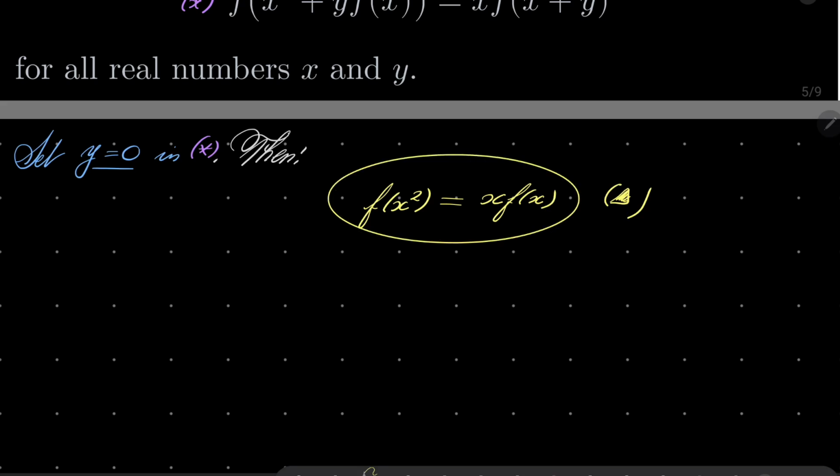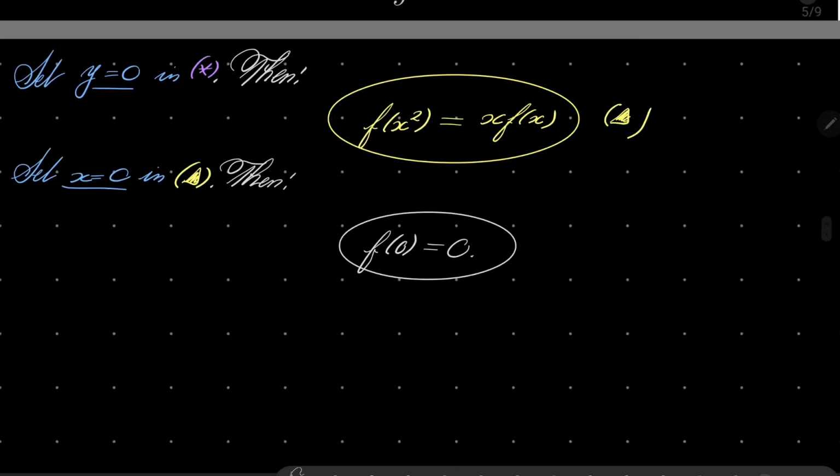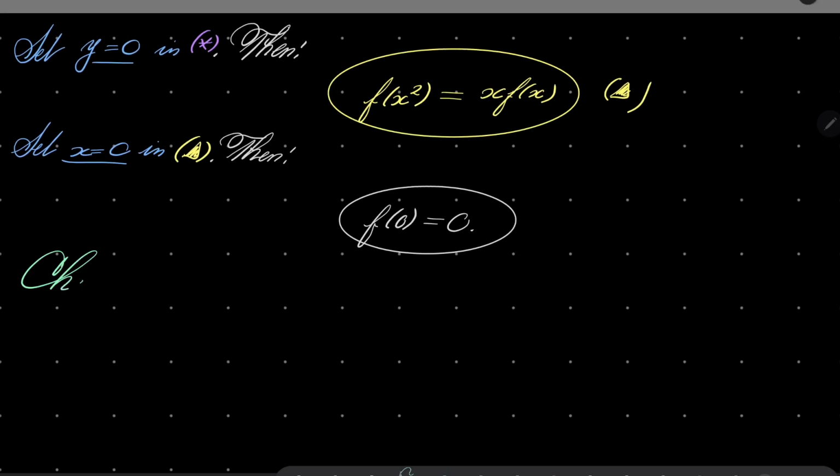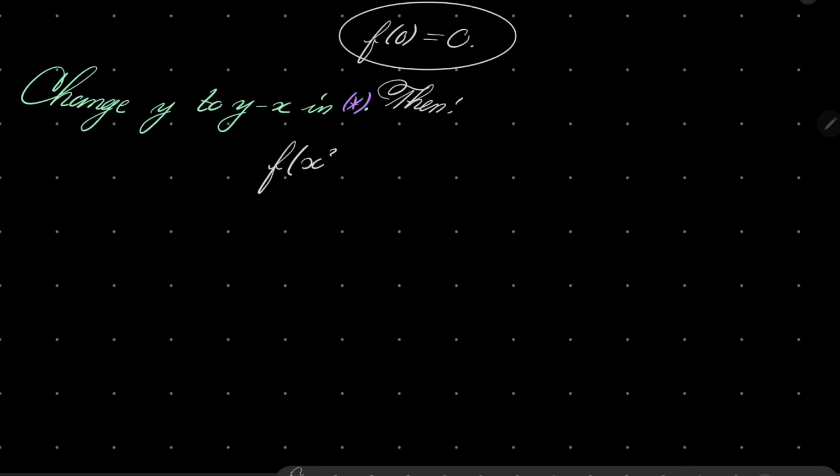Right. In particular, setting x to be 0 in our condition triangle, then we have that f of 0 is 0. It's also important, we'll use it later. And now let's change y to y minus x in our very first functional equation asterisk. Then we will have the following. Our equation can be rewritten in the following way: f of x squared plus y minus x f of x equals x times f of y.